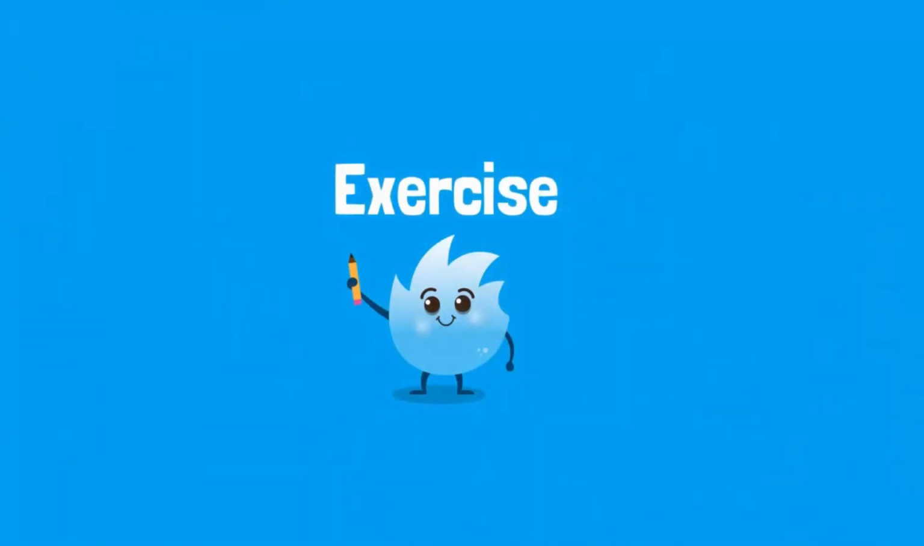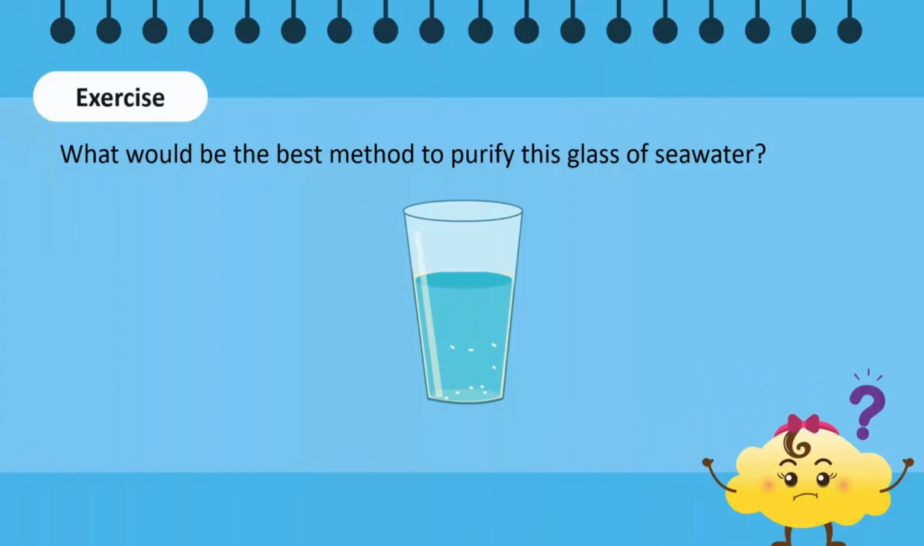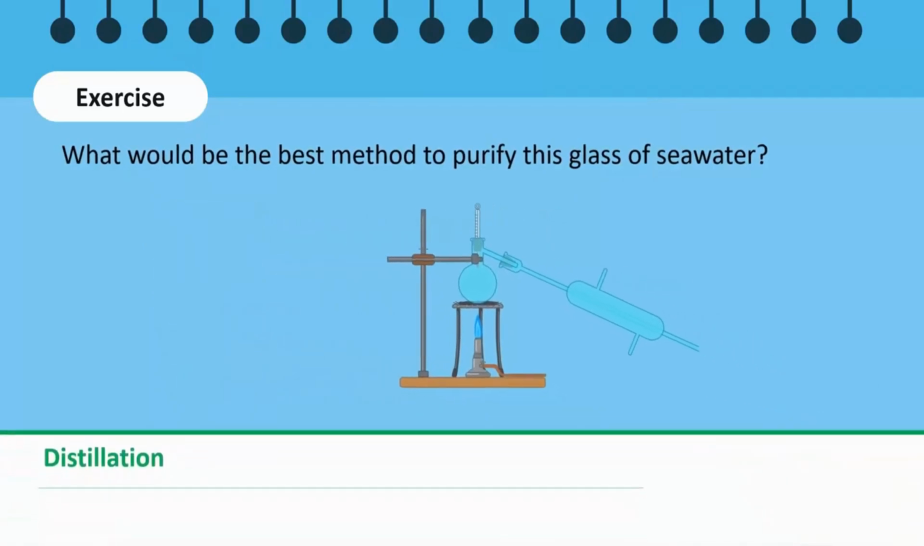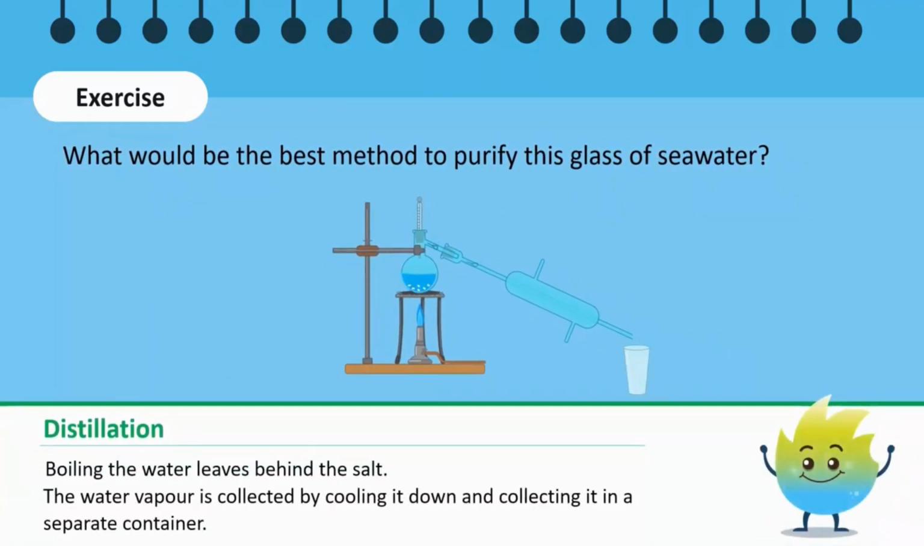Time for an exercise! What would be the best method to purify this glass of seawater? Distillation. Boiling the water leaves behind the salt. The water vapor is collected by cooling it down and collecting it in a separate container. Now I can drink it.